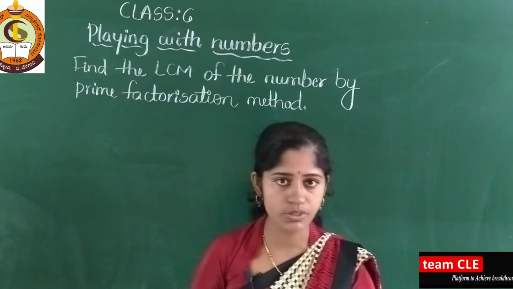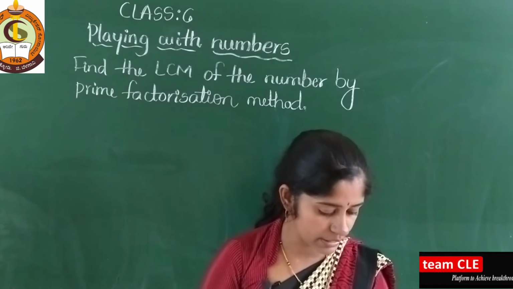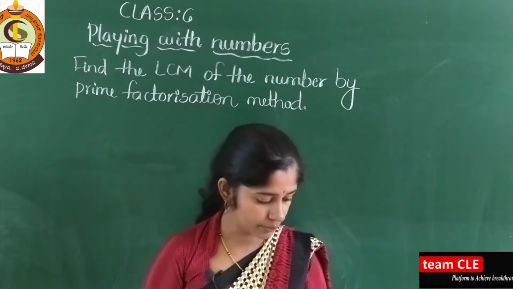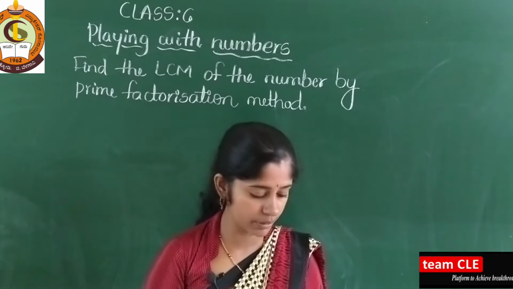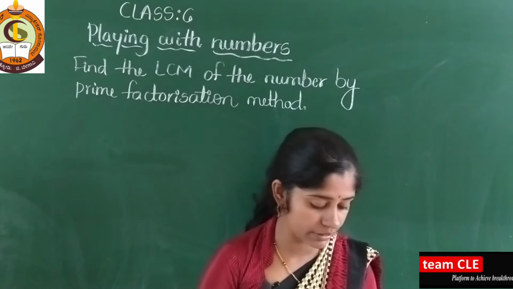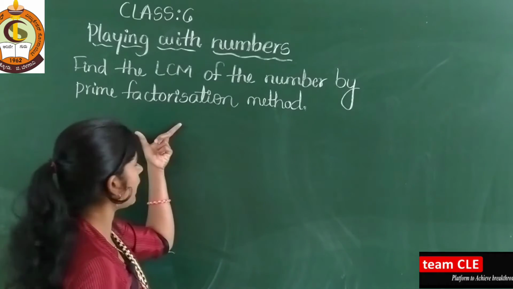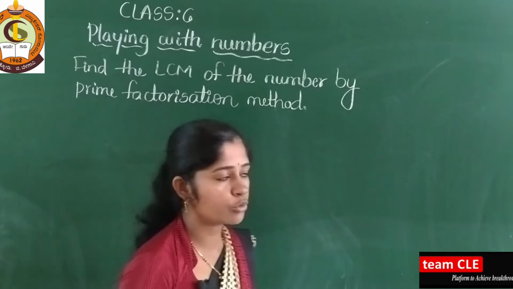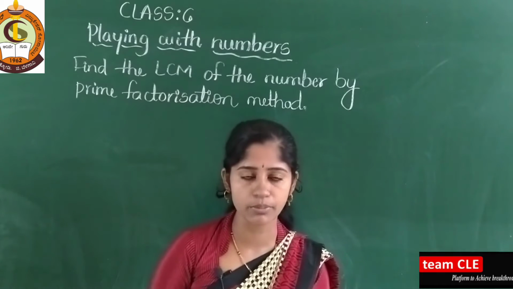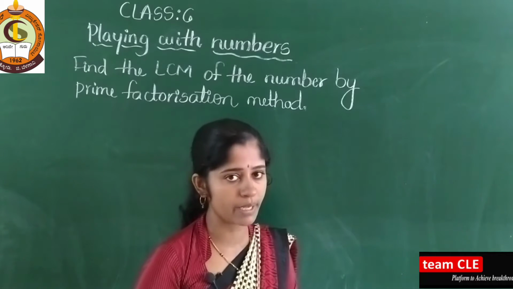So in today's class we are going to discuss exercise 2.3, page number 30, question 3: find the LCM of the following numbers by prime factorization method. See here, by prime factorization method means you must and should know about prime numbers. Already you know what these prime numbers are.